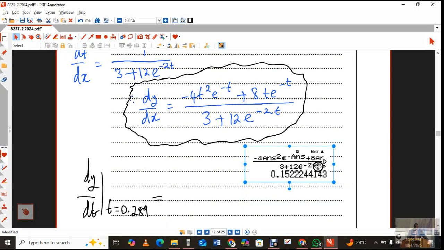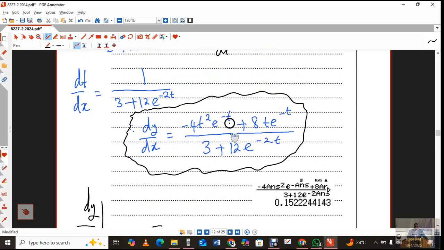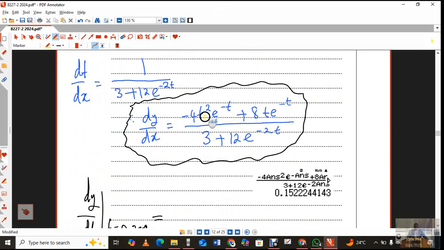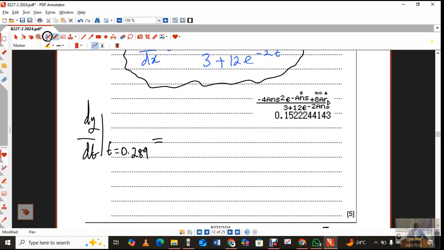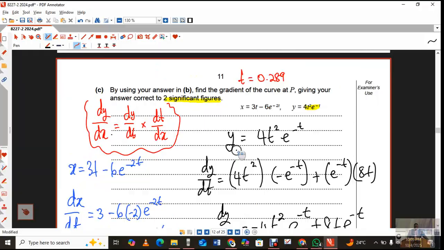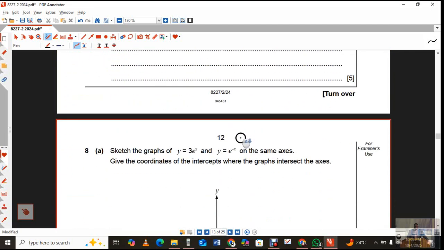Right, you don't have the liberty of using such a calculator or copying and pasting, so you must make sure that everything works out. So what did they say? We should give this answer correct to 2 significant figures. So that means it's 0.15. That was a whopping 5 marks, and you had to use the chain rule and so on. I hope you know how to differentiate parametric equations. I did quite a number of these on my YouTube channel.